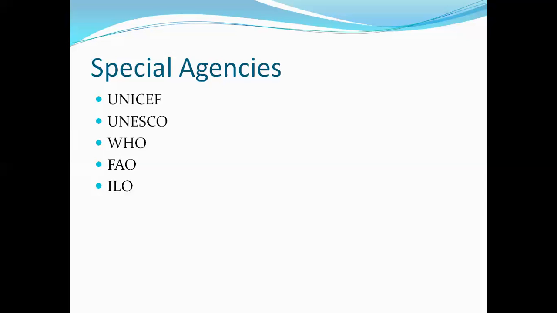Let's talk about FAO. Its main effort is to defeat hunger at international level. It aims to raise levels of nutrition, improve agricultural productivity, better the lives of rural population, and contribute to the growth of the world economy. FAO is the largest of the UN agencies and its headquarters is in Rome, Italy.